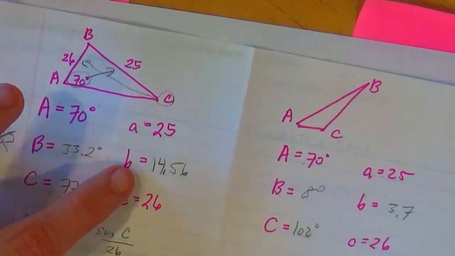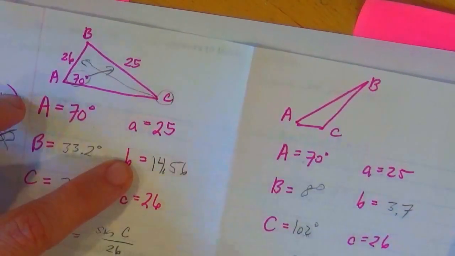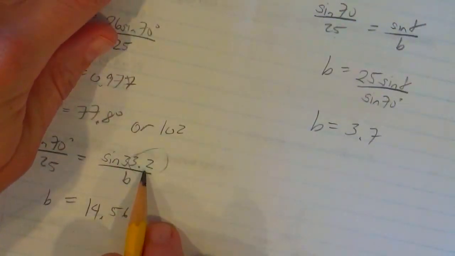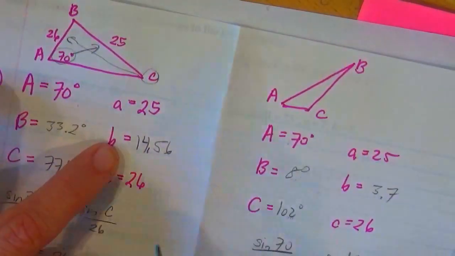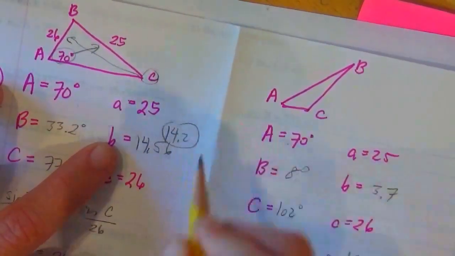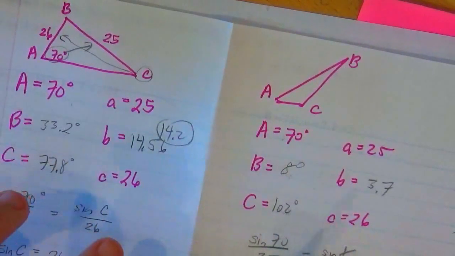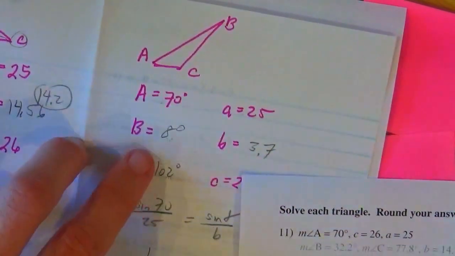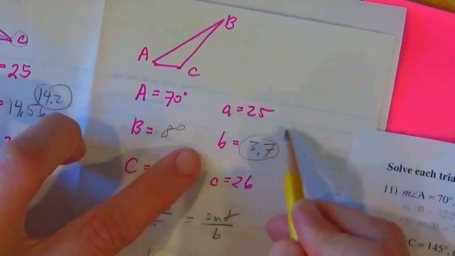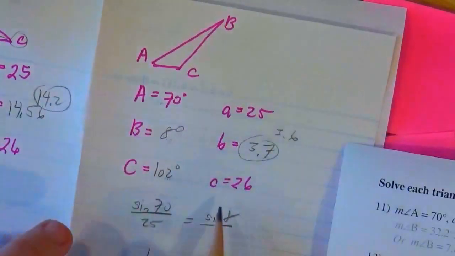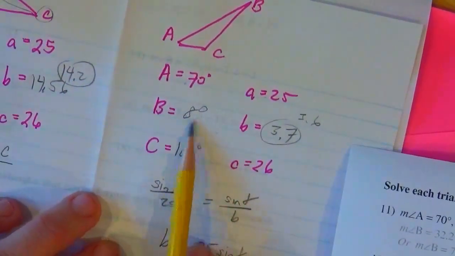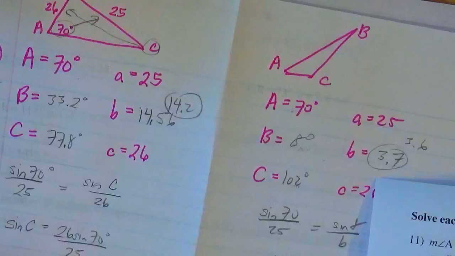So they got 14.2. Again, I shouldn't have rounded there. Keep all the decimals until the end. I should have followed my own rule. So if you kept all the decimals to the end, they got 14.2 here. And then the other guy, yeah, again, they got 3.6 here, because I think I rounded that angle there. But that is the gist.